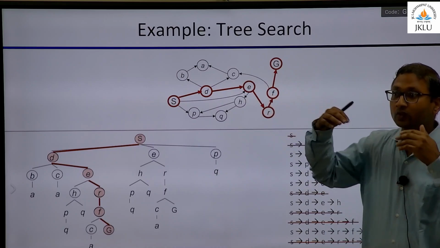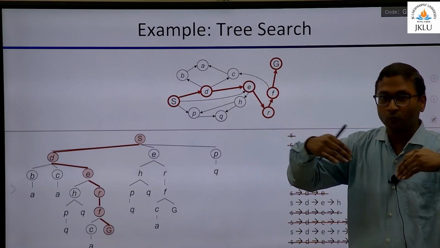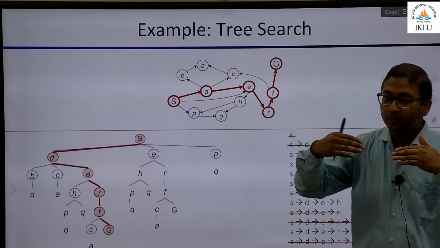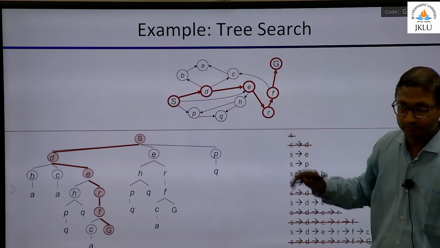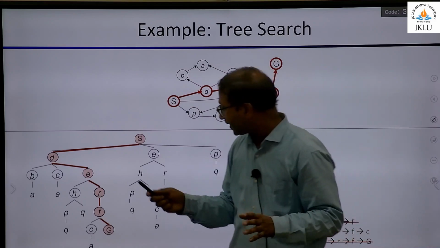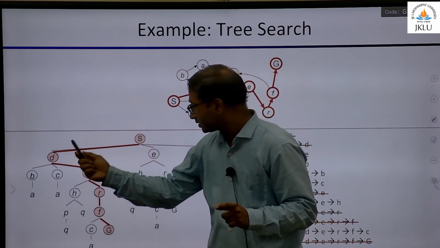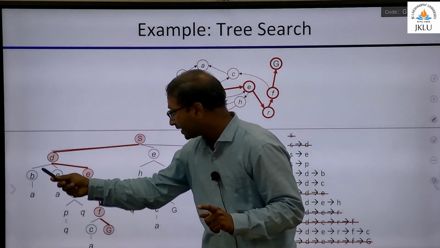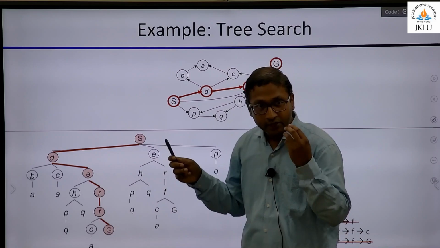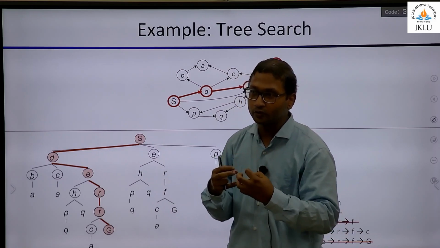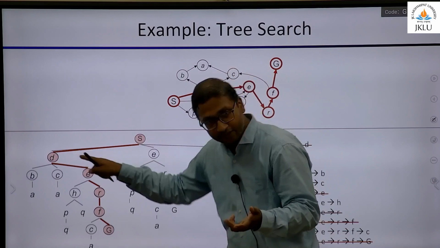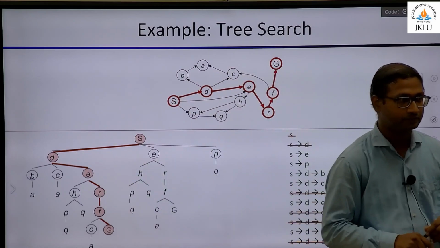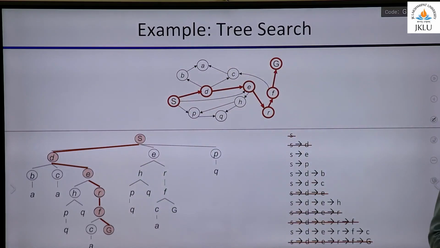They are just telling what is expansion, what is a fringe, and it depends on the strategy. Okay? If anybody says S, after expanding S, I have D, E, P, after expanding D, I get B, C, E. You need to attach a system. How we are going to expand? There is no system attached to it right now. Questions here?